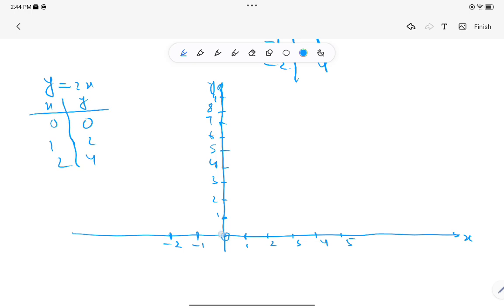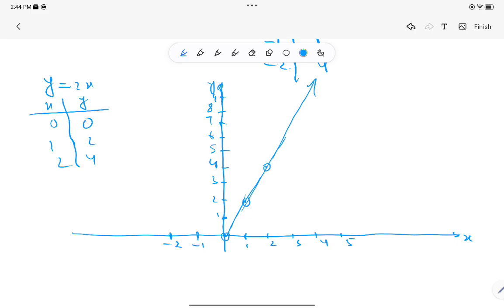That is the first point. You have 1 and 2, this is the second point. You have 2 and 4. These 3 points are enough. We can join them, we will get a straight line. This is a straight line.